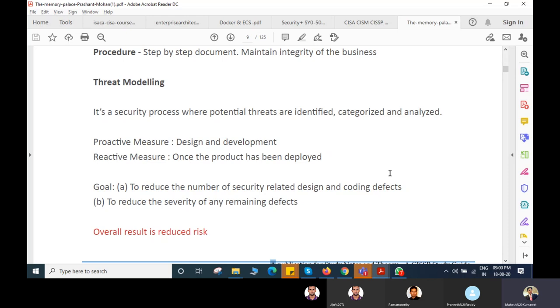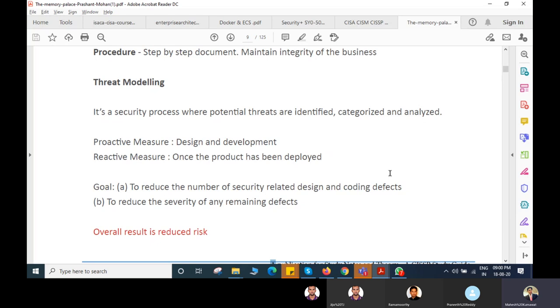So proactive measures, we can say, are design and development. In proactive measures, the things are not damaged right now, but you need to take care of how you're going to design and how you're going to implement them. So the planning part, the designing, the architecture, this is done as part of the proactive measures.